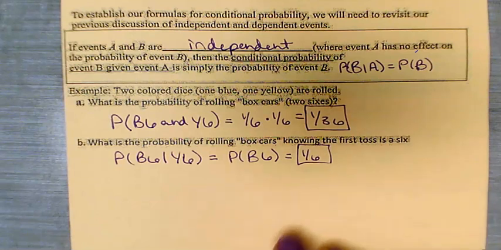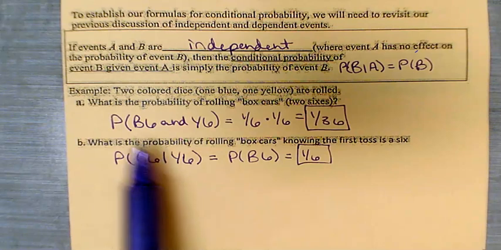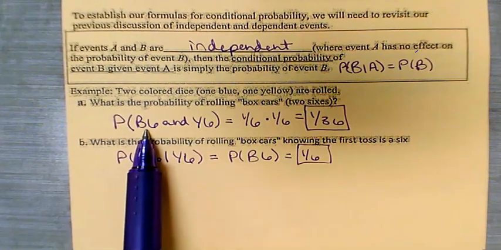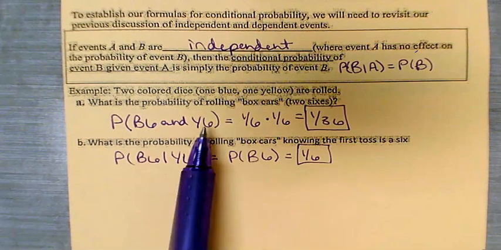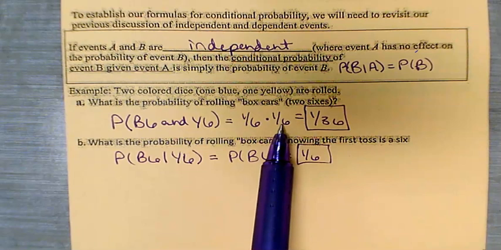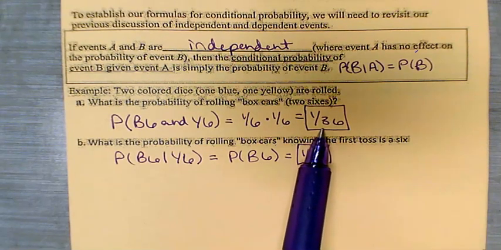An example of that is, let's say we have 2 colored dice, one blue, one yellow, and they're rolled. What's the probability of rolling boxcars, 2 6s? So a blue 6 and a yellow 6. Well, the probability of rolling a 6 on the blue die is 1/6, and the probability of rolling a yellow 6 is 1/6. So if I multiply that together, I get 1 out of 36.